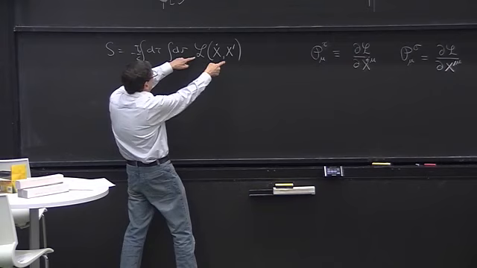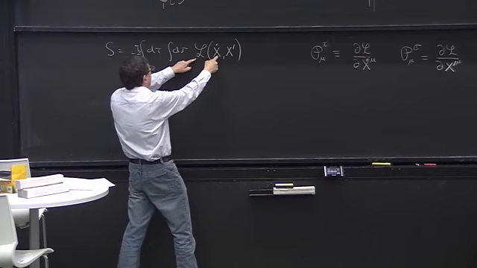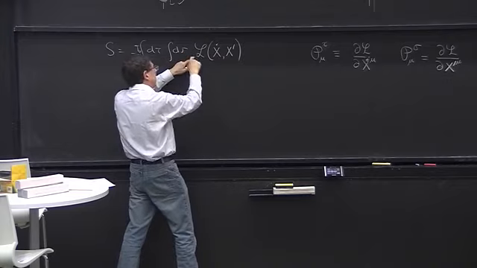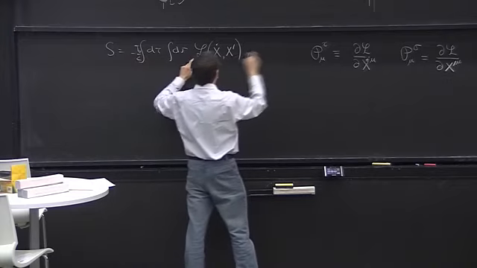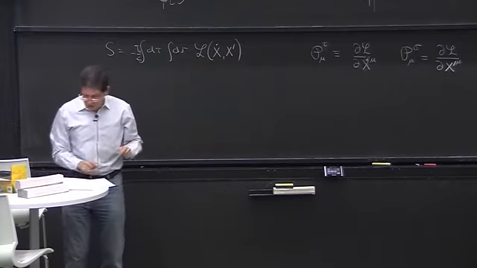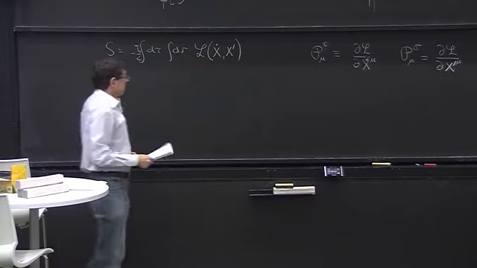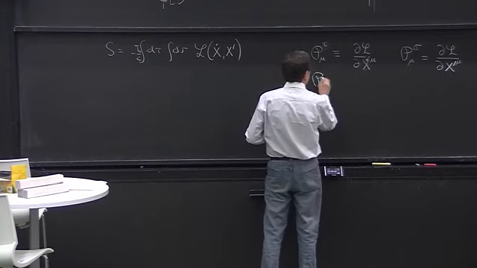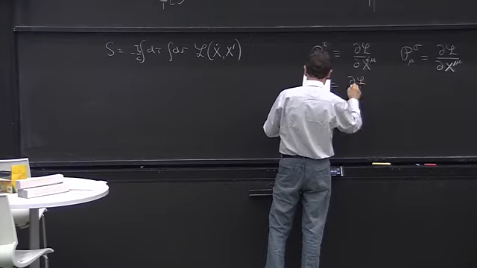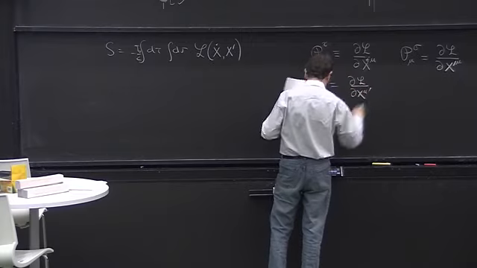Whenever you want to vary x, you will say, oh, I want to vary x, so I must differentiate L with respect to x dot and then vary x dot. That's why this quantity is useful, and this is why that other quantity is useful. So maybe I should do it like this. P mu sigma is dL dx mu prime.